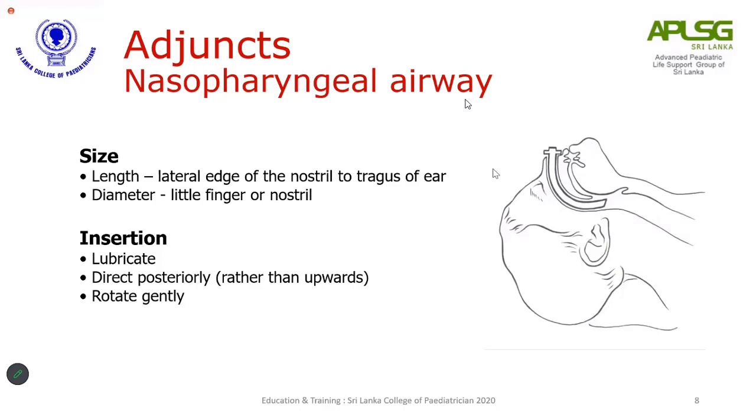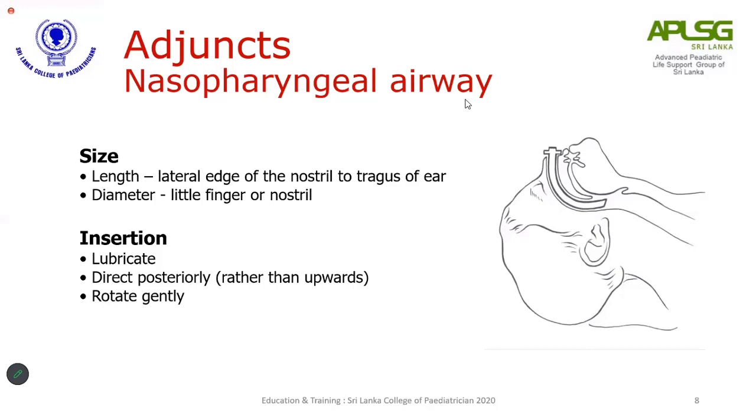The next airway adjunct is the nasopharyngeal airway. This is not as commonly used as the oropharyngeal airway, but there may be certain instances where you have to use it. For example, if there is significant trauma to the oral cavity, you might not be able to insert an oropharyngeal airway.